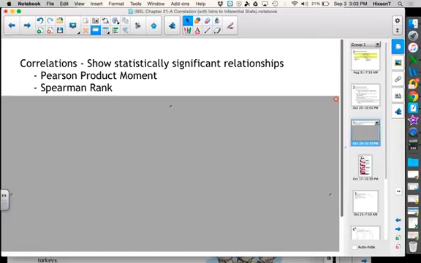The Spearman rank is an interesting one. This is specifically designed for ordinal data. This is what you would use when you have two different things that are both rating or ranking certain items, and you would try to determine if they are related in the sense that they're rating things consistently.